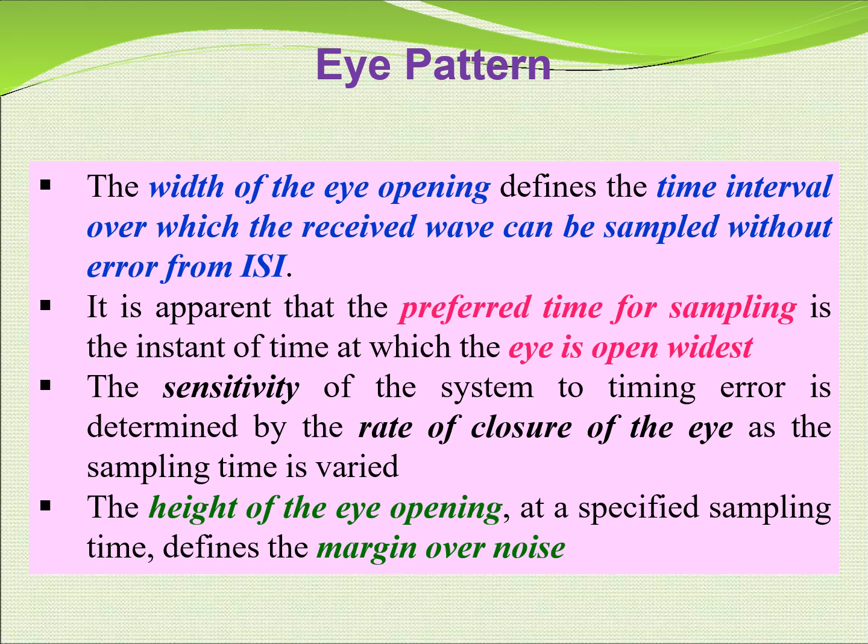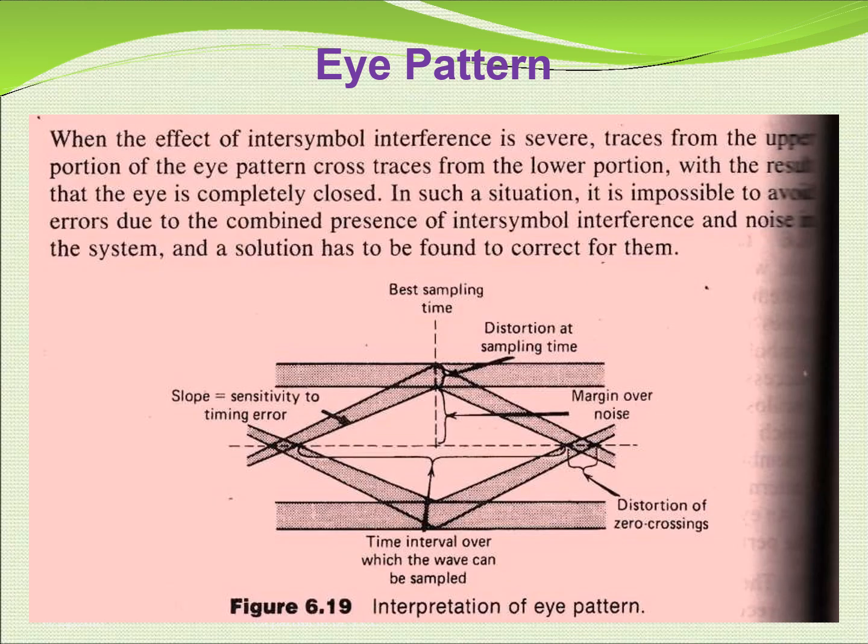Next, the width of the eye opening defines the time interval over which the received wave can be sampled without error from ISI. It is apparent that the preferred time for sampling is the instant of time at which the eye is open widest. The sensitivity of the system to timing error is determined by the rate of closure of the eye as the sampling time is varied, and the height of the eye opening at a specified sampling time defines the margin over noise. Now this is an eye pattern here.